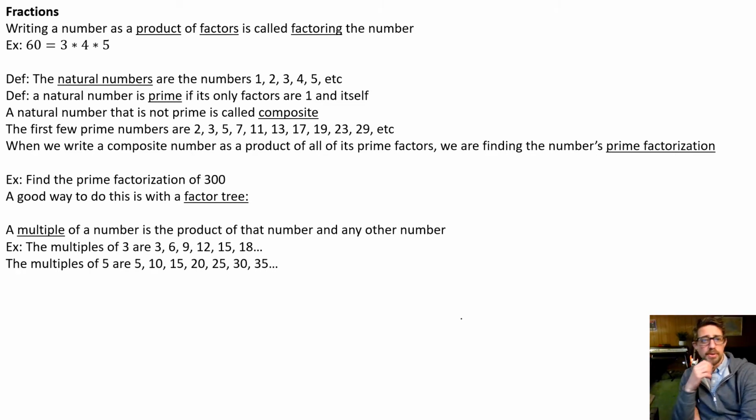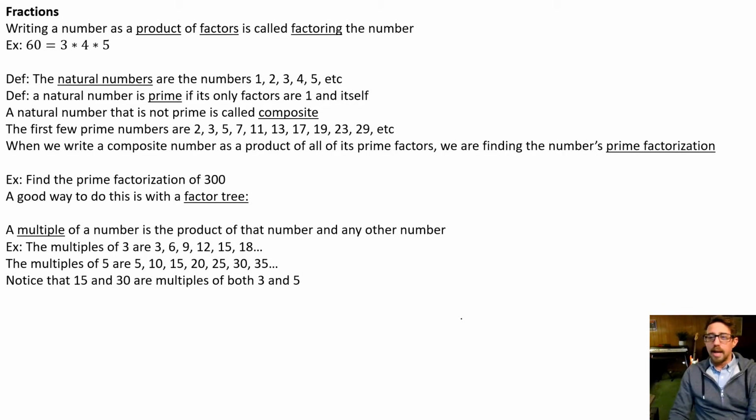Let's see, the multiples of 5 are 5, 10, 15, 20, 25, 30, 35, ... Obviously, they go on until infinity. And the multiples of 5 are nice because they all end in either a 5 or a 0. Okay, what is the point?